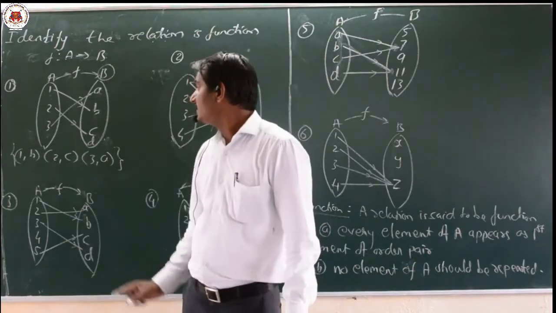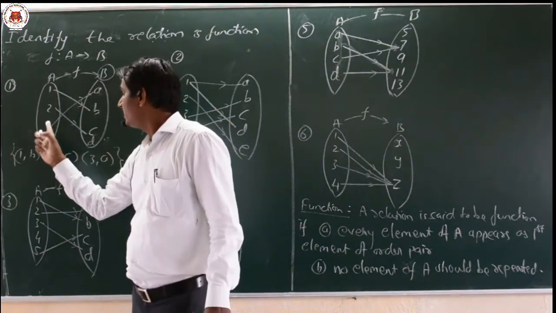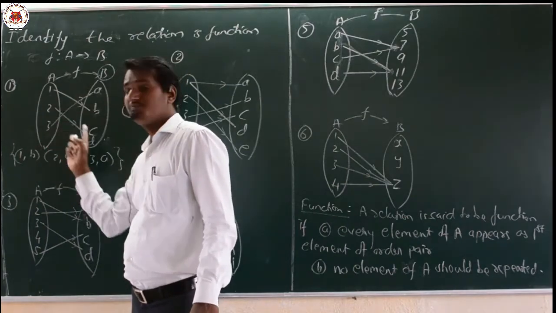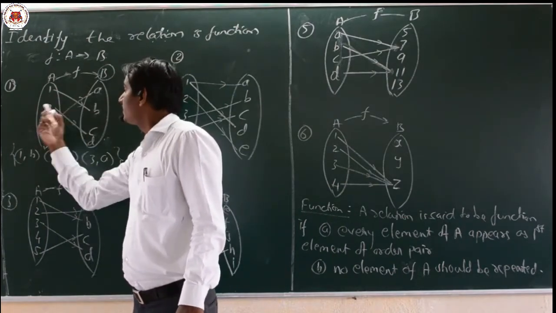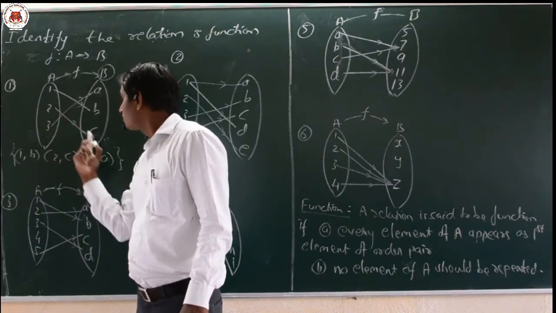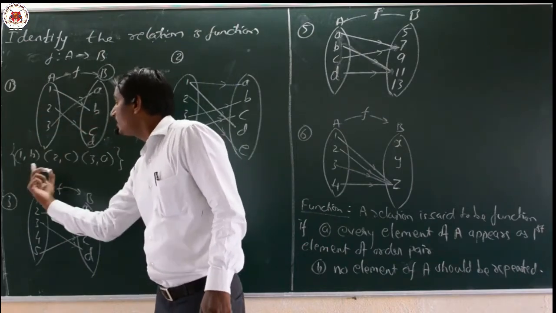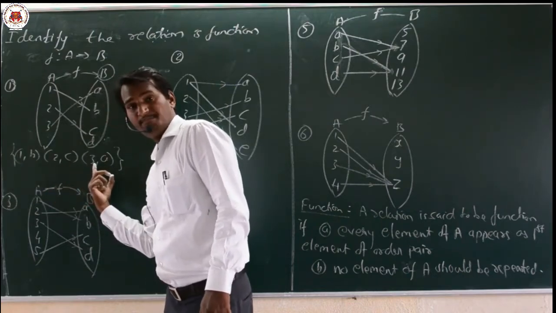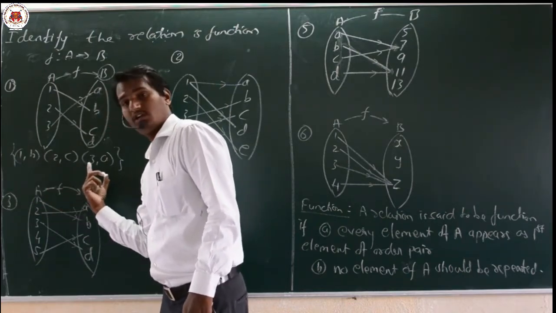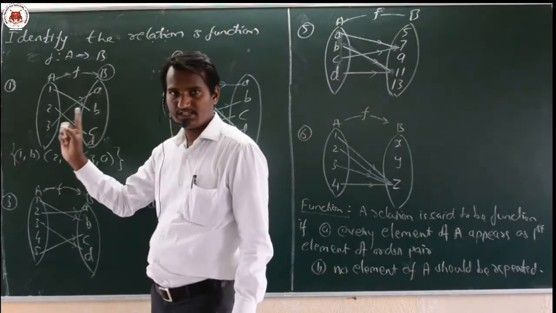That means among the set A, every element is related to some element of B or not, that we have to see. Yes, every element is related: 1 to B, 2 to C, 3 to A. Every element of the set A is the first element of an ordered pair. The first condition is satisfied.